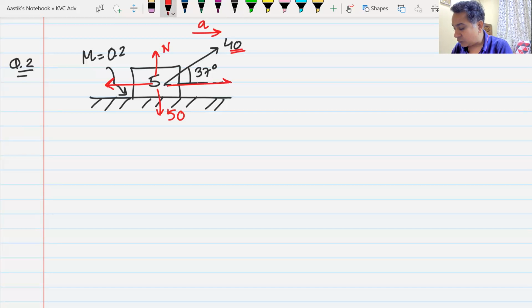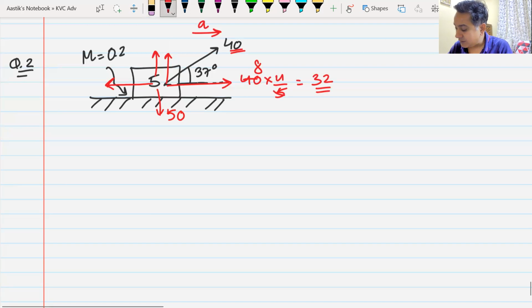So I'll have to resolve it into two components. This is one component, this is the other component. This component is 40 cos 37. Cos 37 is 4 by 5. So this component will become 8 into 4, 32 Newtons. Then the other component is 40 sin 37. Sin 37 is 3 by 5. So it will be 8 into 3, which is 24. So this component will be 24.